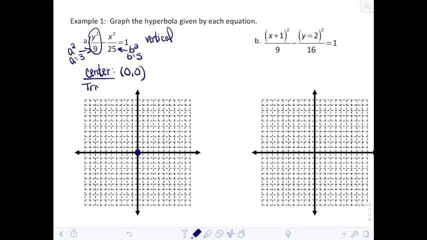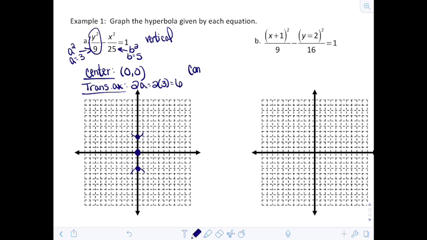The transverse axis, which we know is vertical, is going to be 2a units long, which is 2 times 3, which is 6. So from the center, I'm going to count up 1, 2, 3. There's one vertex, and I'm going to start that hyperbola there. And 1, 2, 3 down, and again, I put some little starters on it so I don't forget.